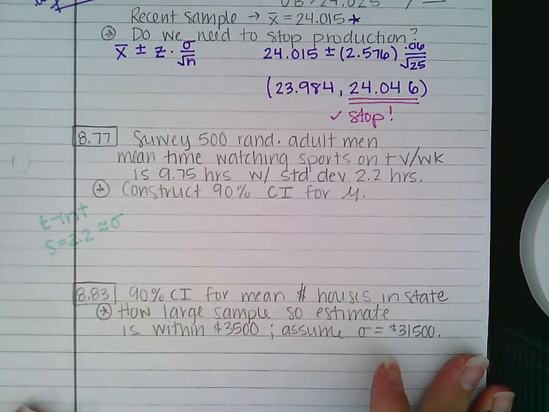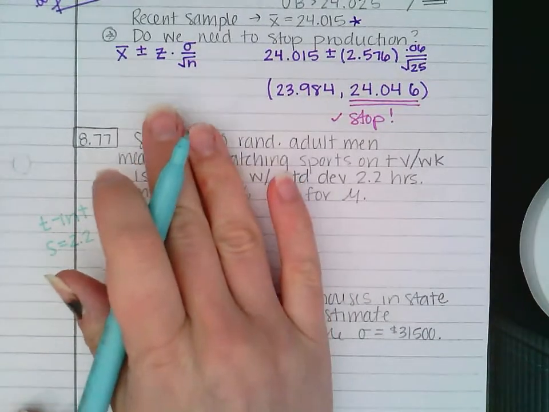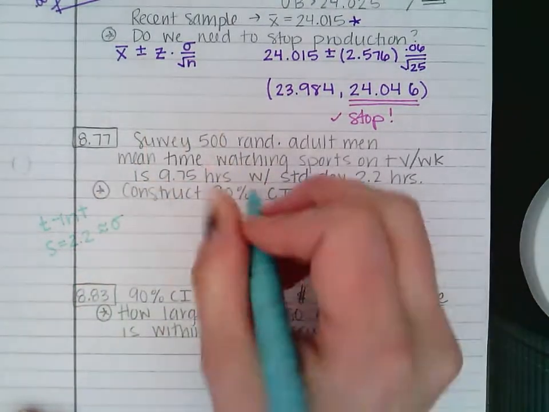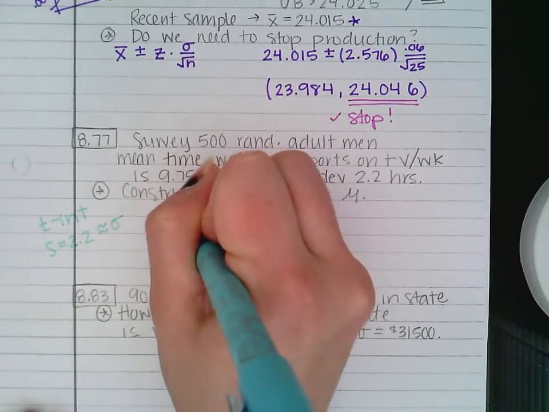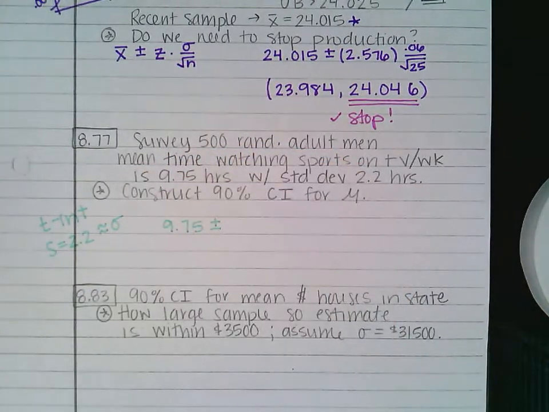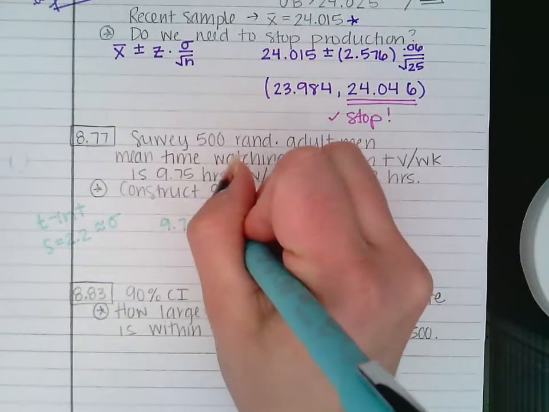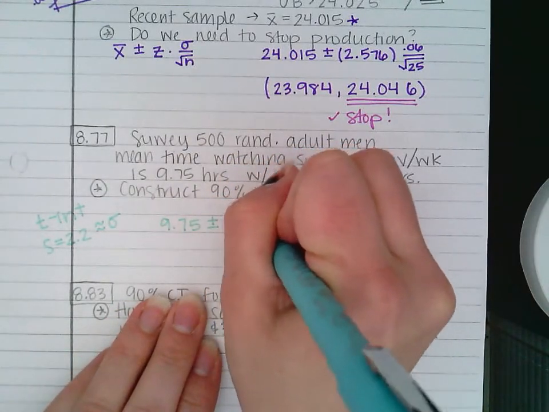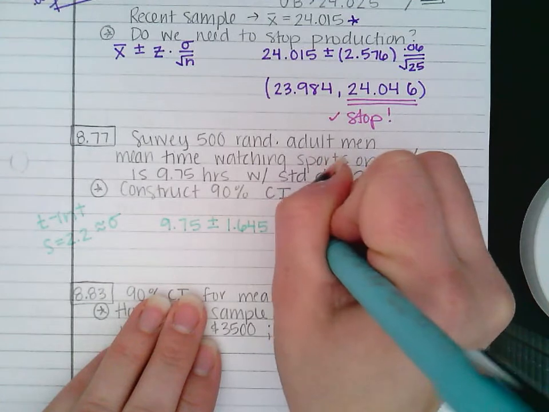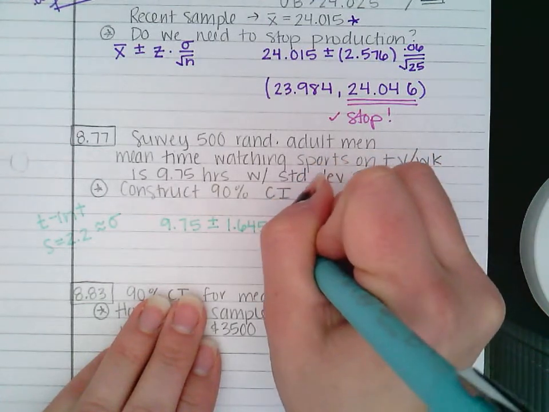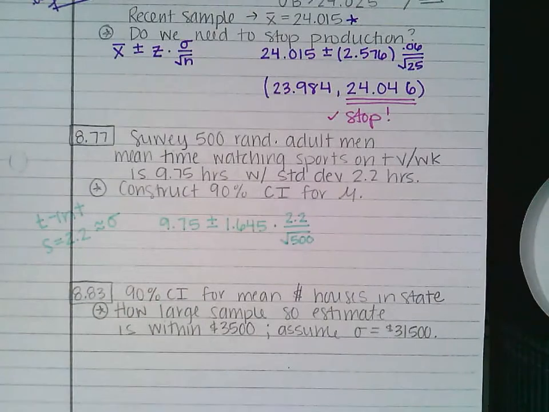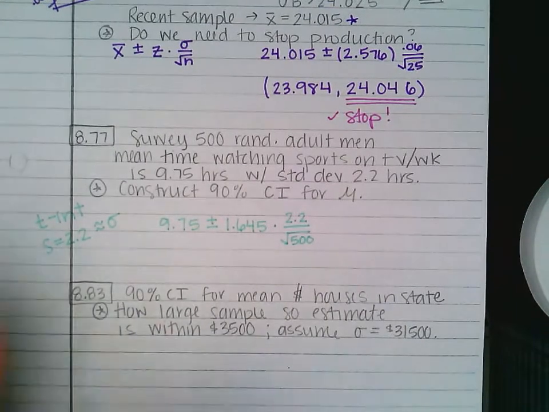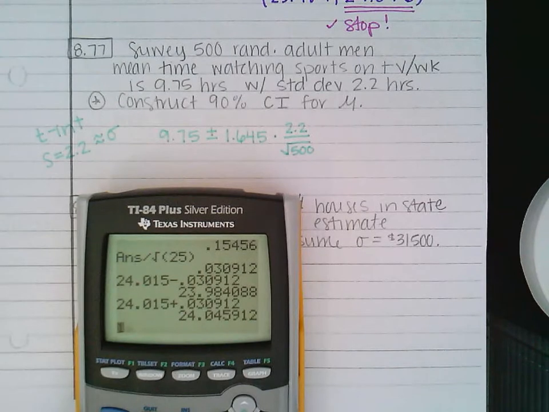Okay. We're going to use the exact same formula here, just with S instead of sigma. So that's going to be 9.75 plus or minus, let's look up the Z-score for 90% confidence. I'm going to look at a right tail of 0.05, which is 1.645, times the standard deviation S all over the square root of n. All right, let's find our error first.